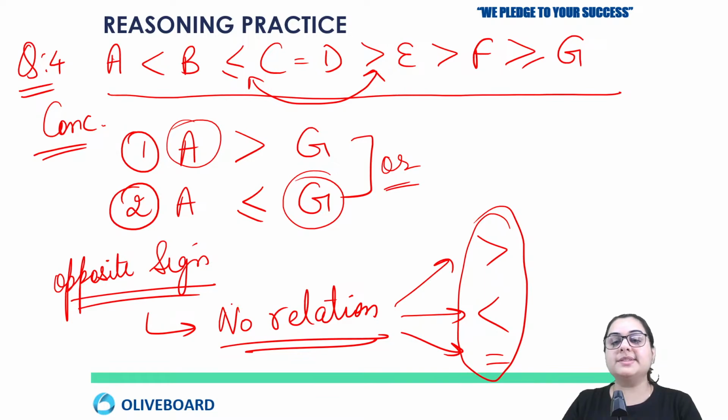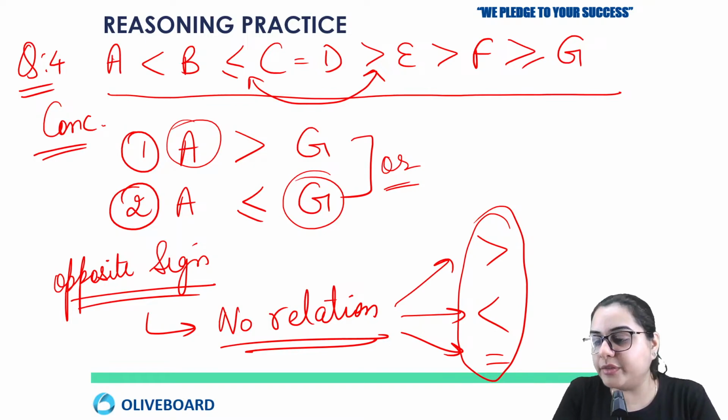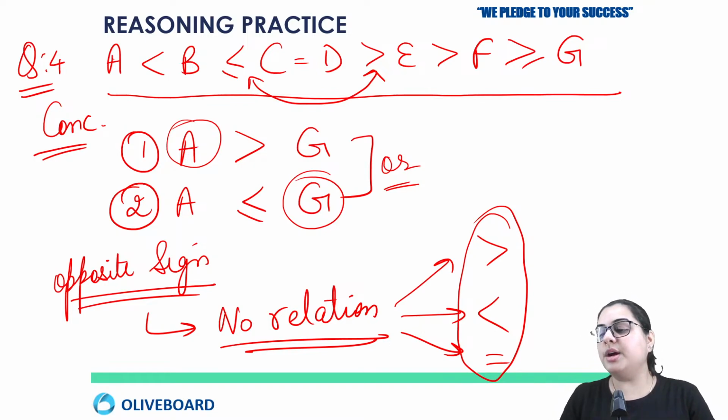Why? Because between A and G we have three possibilities, and all three have been covered in the conclusions. If all three have been covered, this suggests that the answer here will be either one or two follows. So Ayush and Werewolf have given me the correct answer. Ashish, are you clear now? How we have to handle the opposite sign?